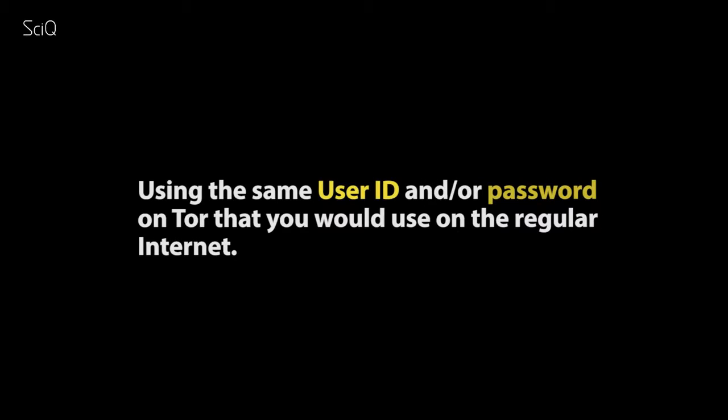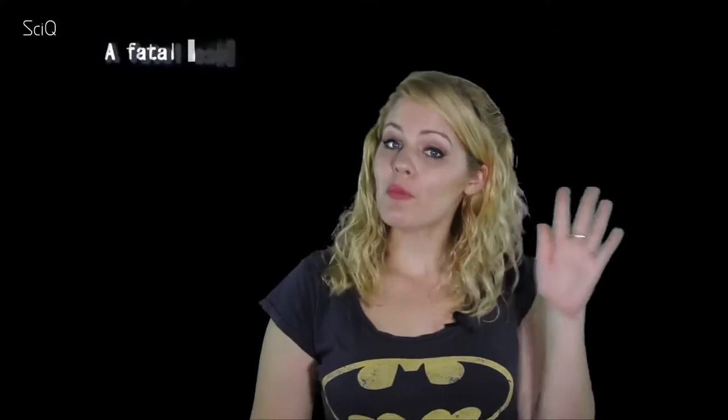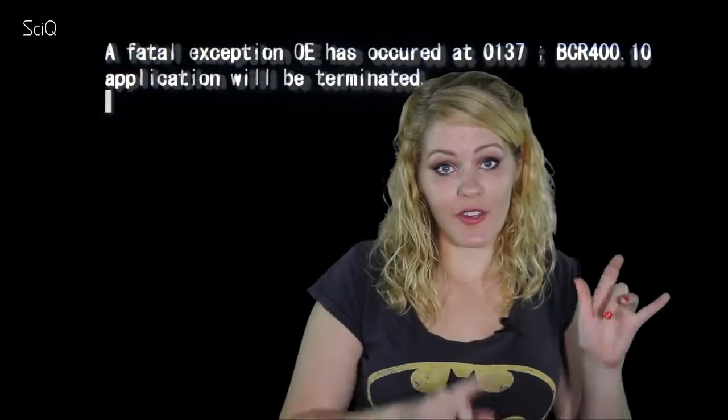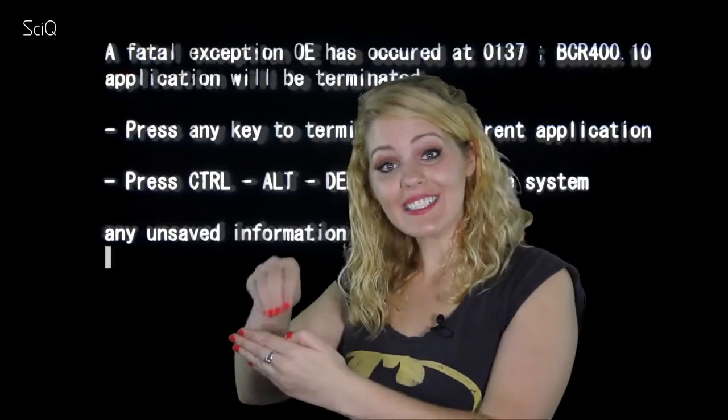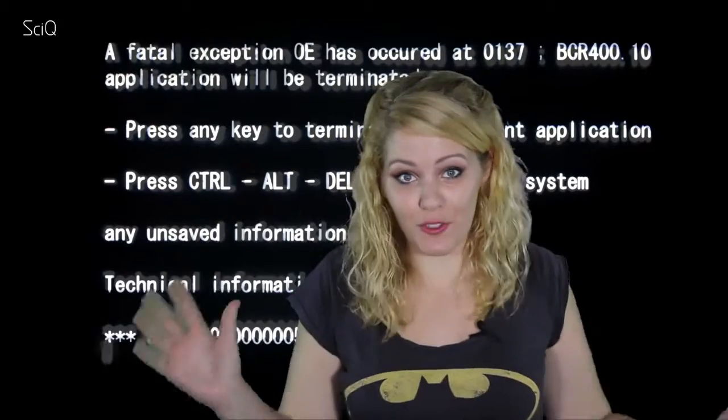So here it comes, the 4 top ways that people blow their cover on Tor and how you can avoid them. Number 1, using the same username and or password on Tor that you would use on the regular internet. Guys, the whole point of using Tor is that you hide your identity. Don't use the same identity on the common internet that you would use on Tor. If people see your username on Tor and they search for it on the regular internet and find you, they can then access your IP address, which means you've just blown your cover.